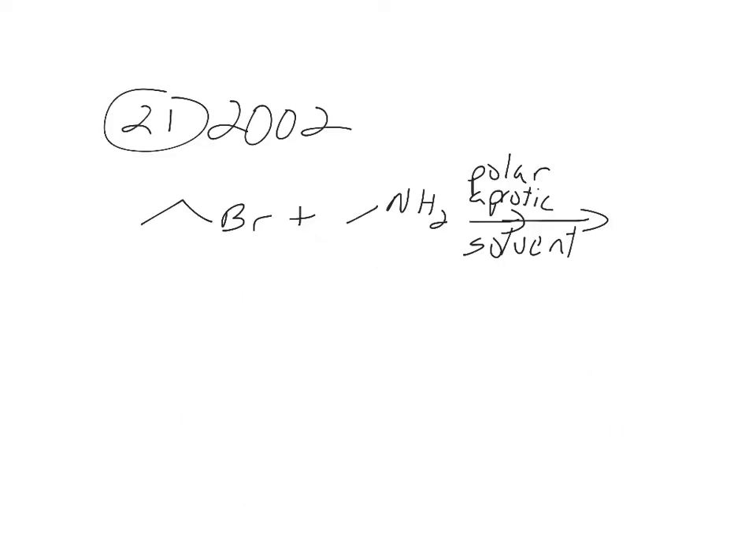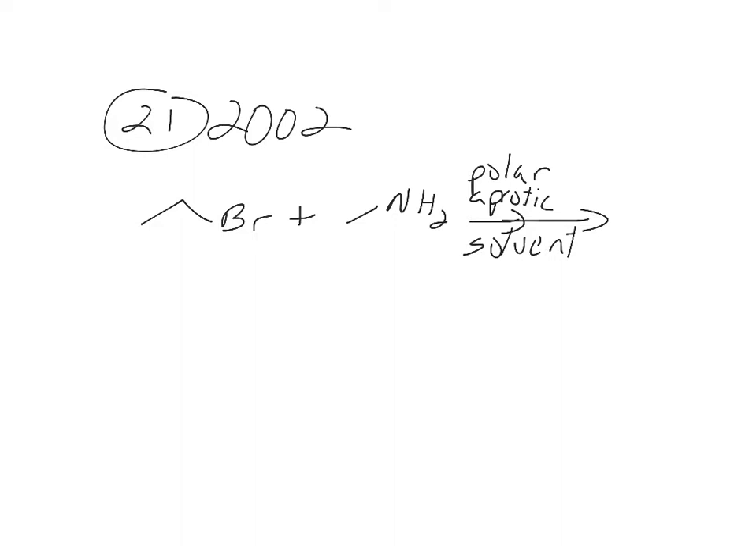Okay, so number 21 from 2002, and it's asking, what is the rate expression for this reaction? So it looks like you have ethyl bromide and methylamine reacting in a polar aprotic solvent. How to approach this problem? So I guess, what were the two answers you were thinking of? Did you narrow it down to two answers? No. All right.